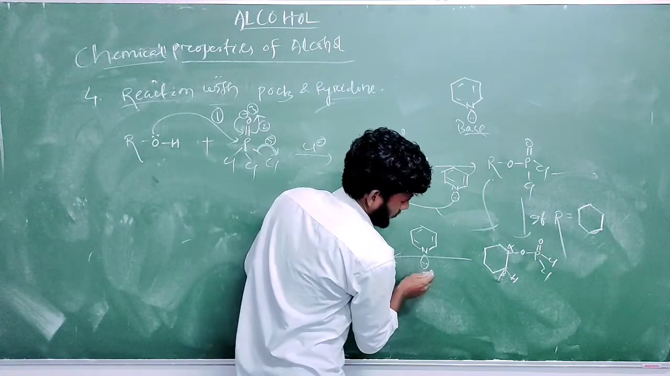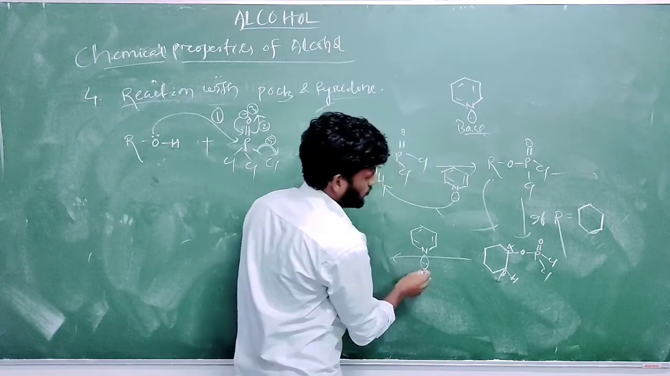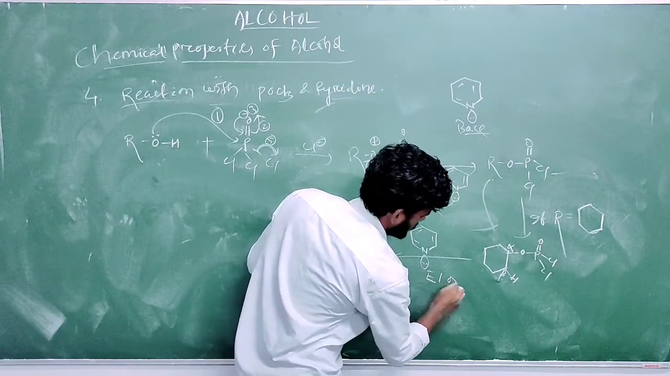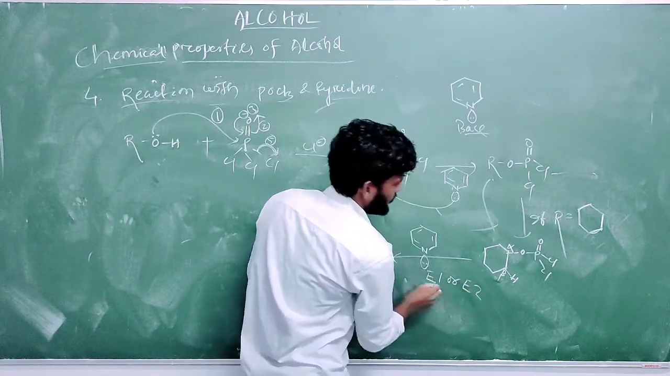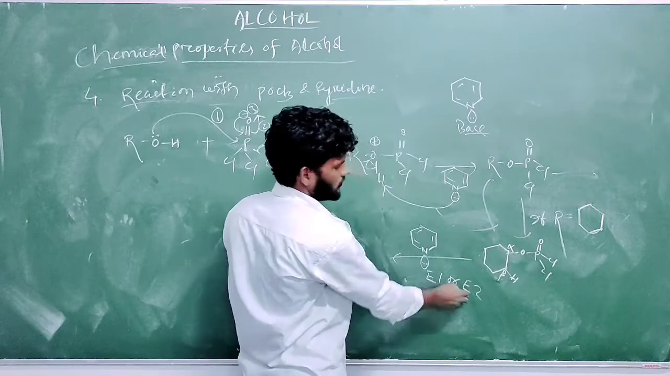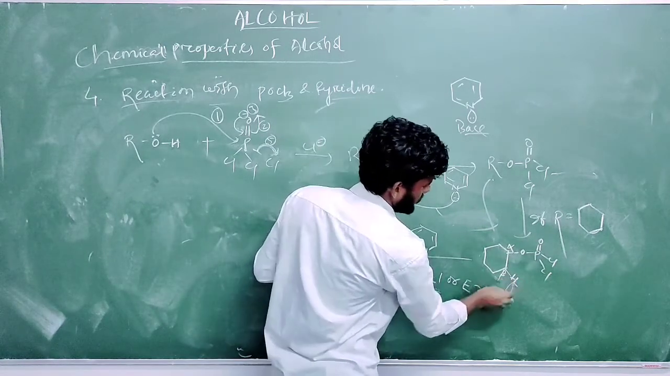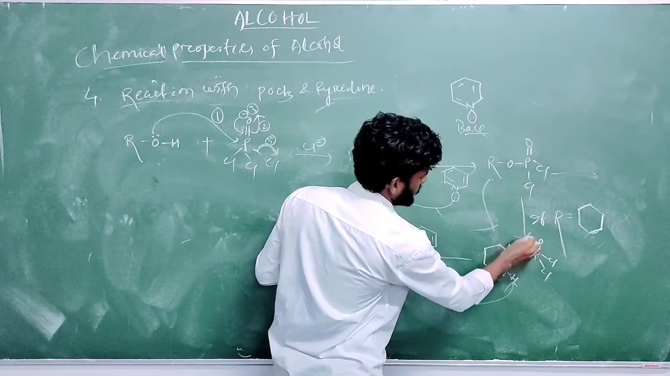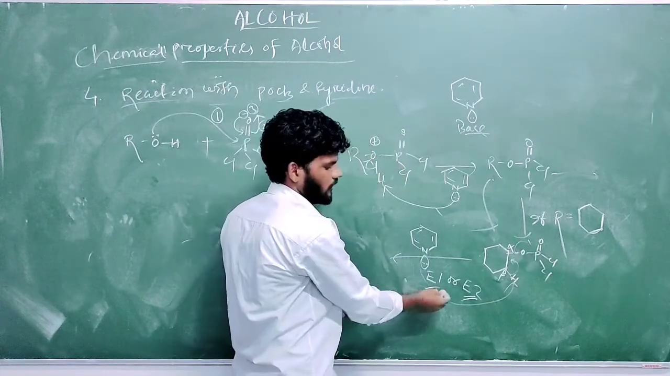So it will undergo E1 or E2. In E1, the leaving group releases. In E2, the base will abstract hydrogen. This bond comes to here. This group releases. Is it E1 or E2?